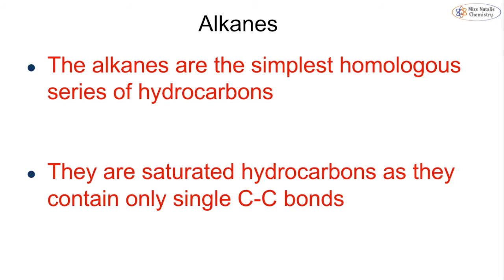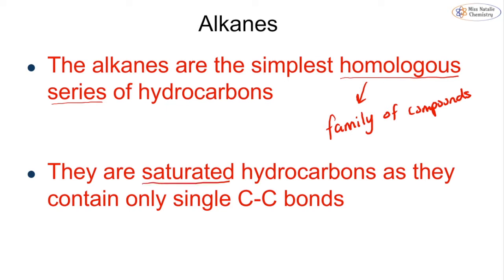So the alkanes are the most simple homologous series of hydrocarbons. Now remember, a homologous series means that they are going to have trends in their physical properties, they're going to share similar chemical properties, and they will have the same general formula. So a homologous series is just another word for a family of compounds. And of course they are all hydrocarbons because they contain only hydrogen and carbon. And we call these saturated hydrocarbons because they contain only single carbon-to-carbon bonds. We do not have any double bonds, so we call these saturated hydrocarbons.